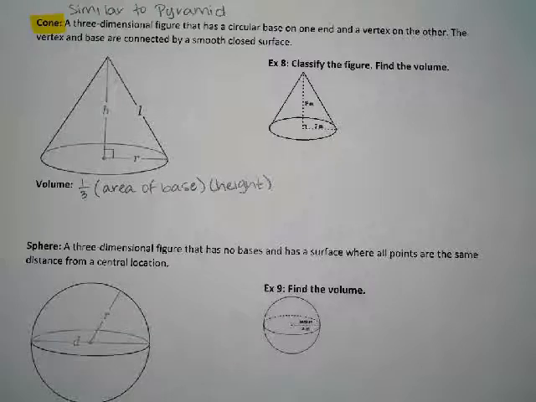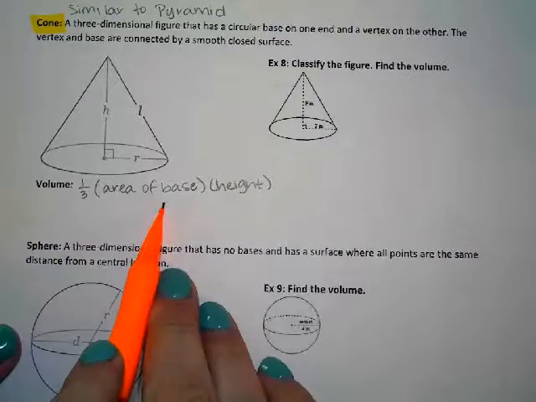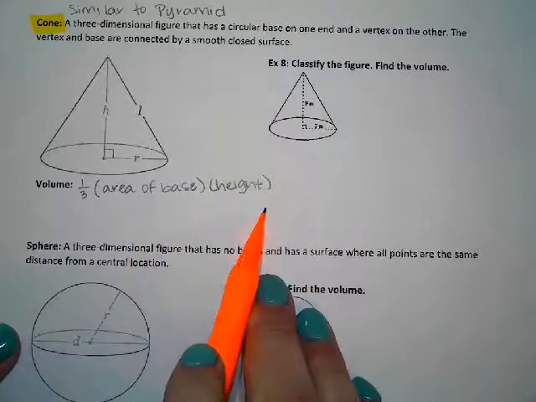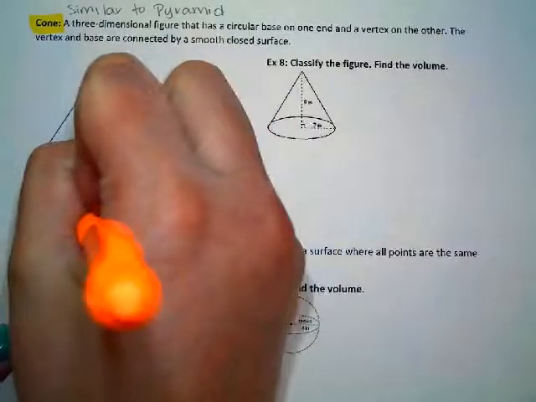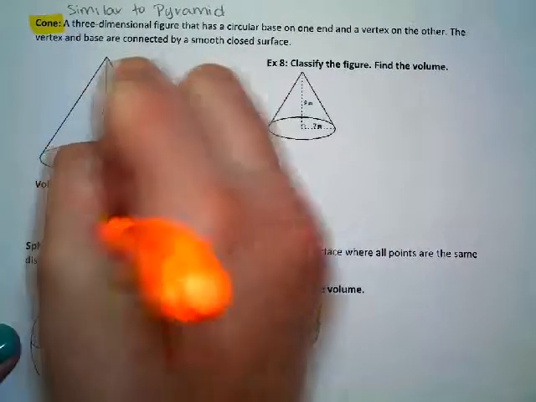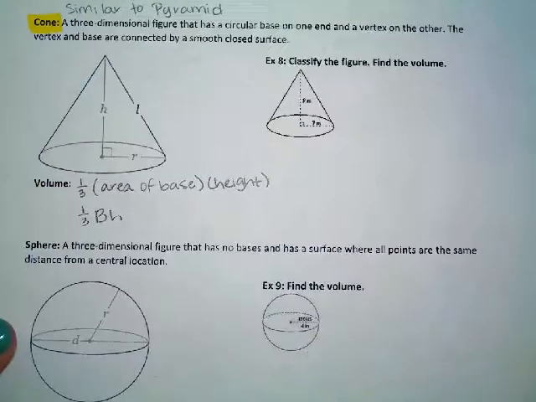And so what is the area of a circle? Pi r squared. So it's always going to be 1/3 times pi r squared times the height. So we can shorthand this. We can say 1/3 times capital B times H, if we want to shorthand that.